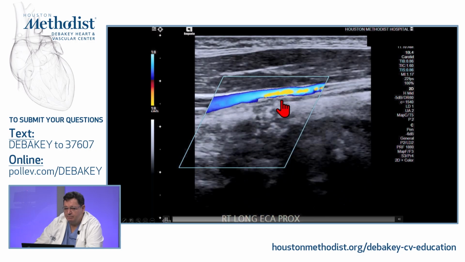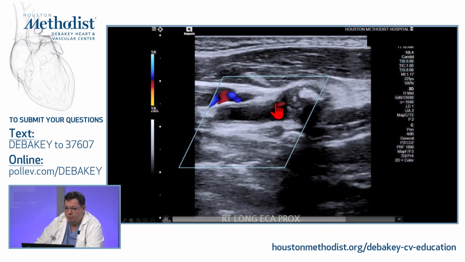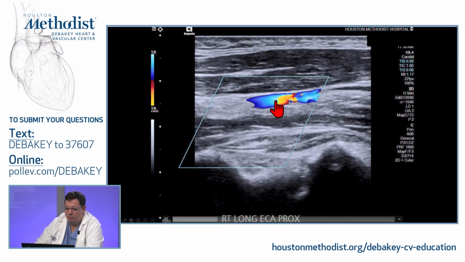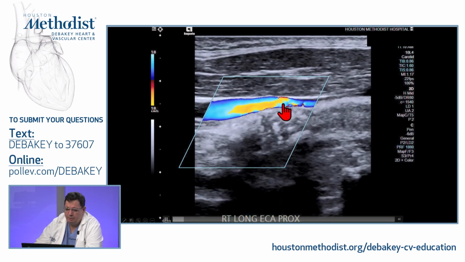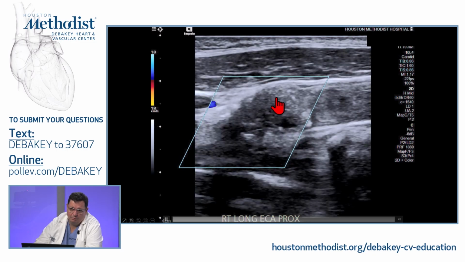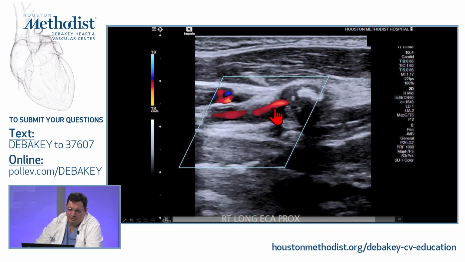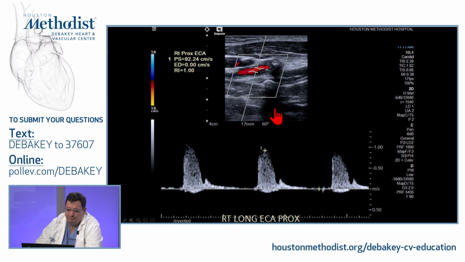but here something from the bulb comes in, and I'm also suspicious that again these ECA collaterals from the superior thyroid branches from the opposite side are going to give you that flow. So the only confirmation, I would expect to see a little bit higher velocity on the ECA. And that's the first flow we see.